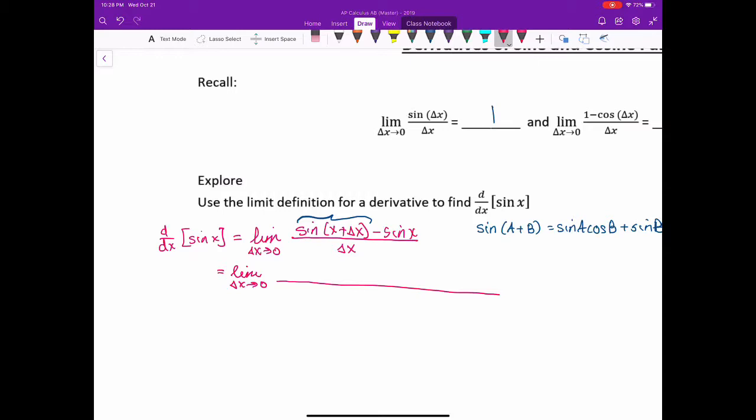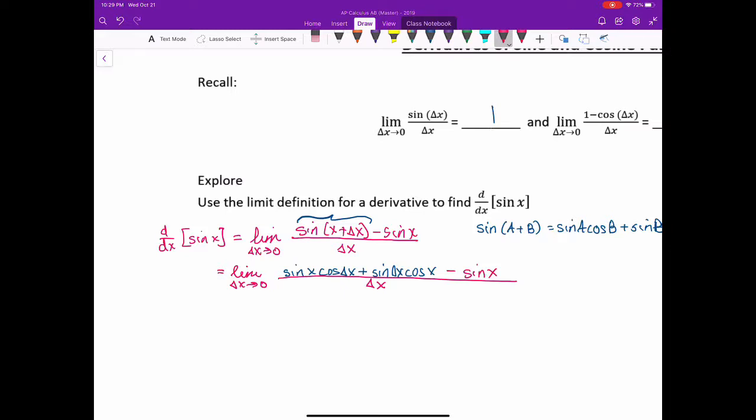So I'm going to maybe pick a different color. Ooh, that's a little bit crooked. Let's try that again. Expand that out. Let's do that in blue so you can see it. We're going to do sine of x cosine of delta x plus sine of delta x cosine of x minus sine, I'm going to go back to red for that one because I wanted to do the expansion in blue so you could see where that's coming from. Sine of x over delta x, like so.